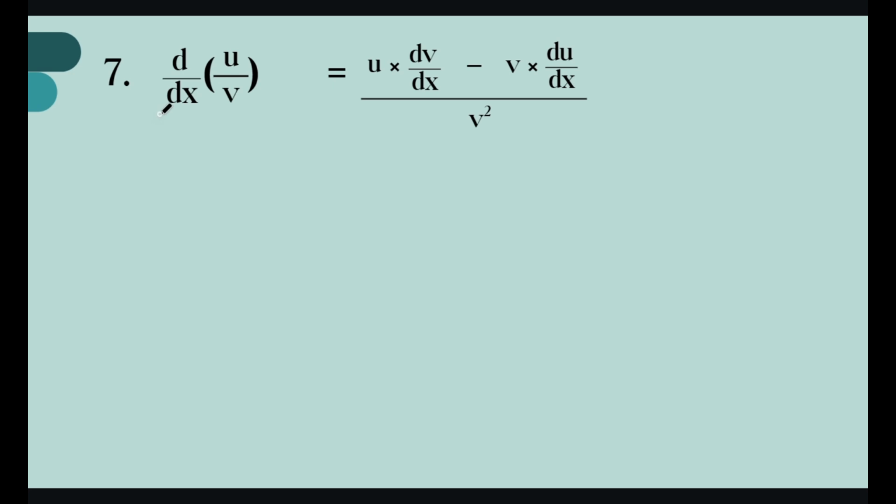Now the final formula is d by dx of u by v equals u into dv by dx minus v into du by dx, divided by v square. It is the same as the earlier one, but we are going to have a subtraction symbol and divide by v square. Now if you look at the examples, first we are going to write separately.